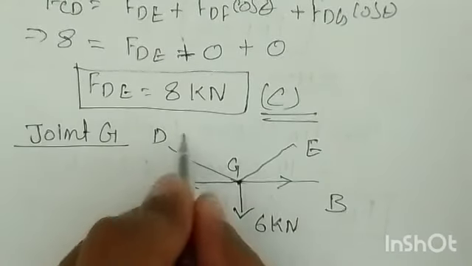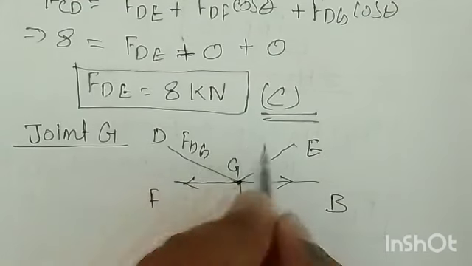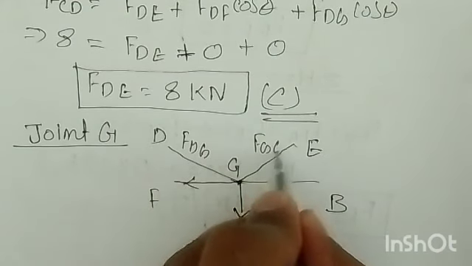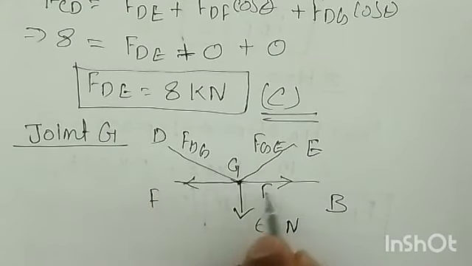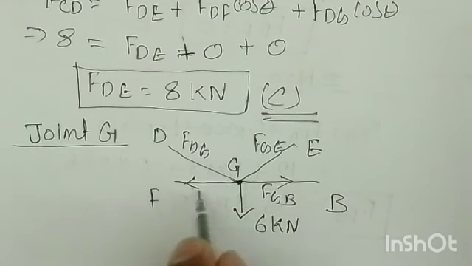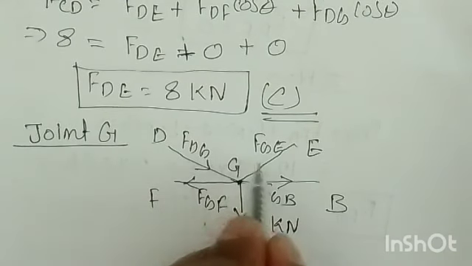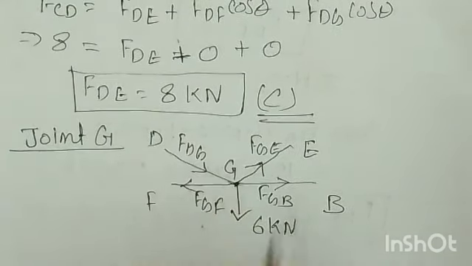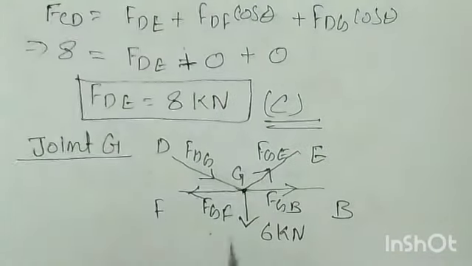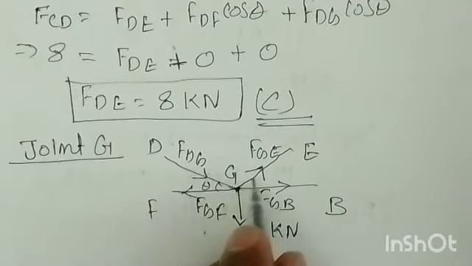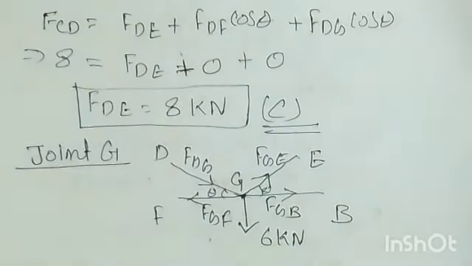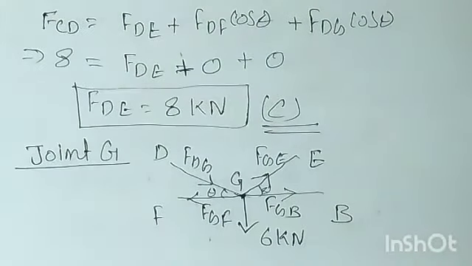So in this member, force is what? That is FDG. This is the FGE, right? This is the FGB, and this is the FGF, right? Now, how it is? It is the compressive, this is the tensile, these are tensile. So now again, these are inclined by an angle of theta and theta. So again, you need to find out the vertical and horizontal component.